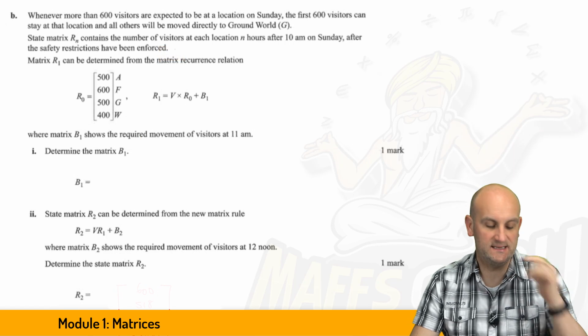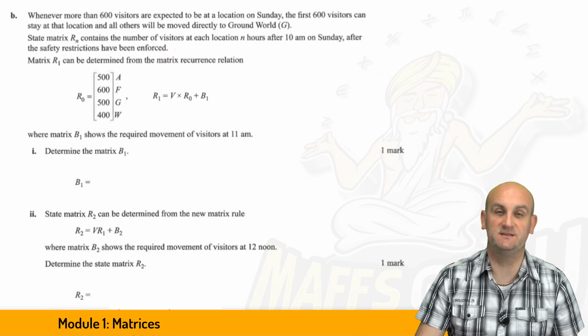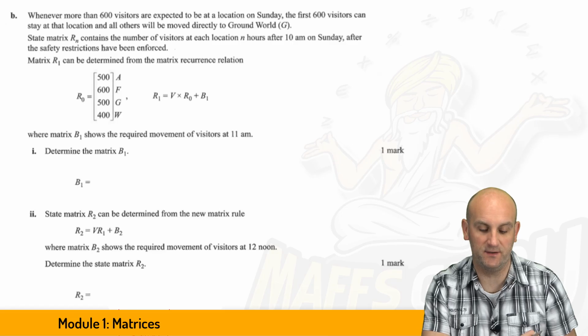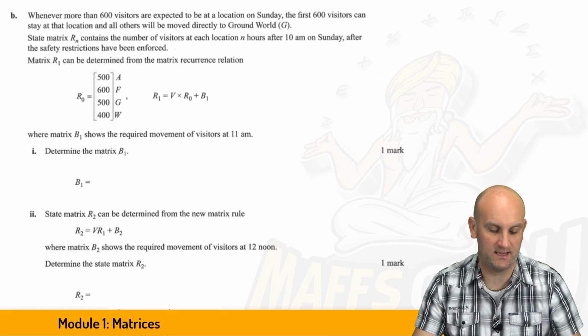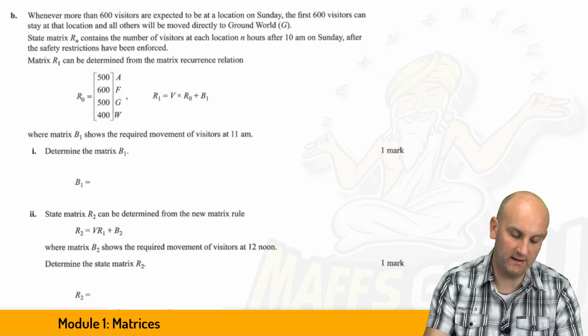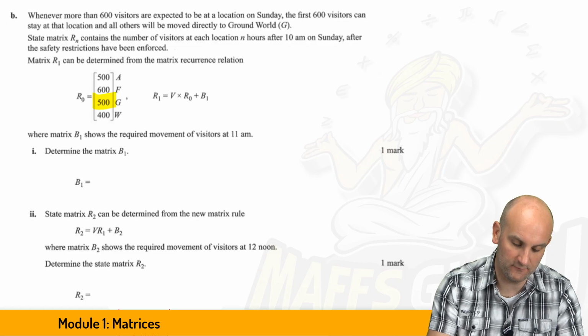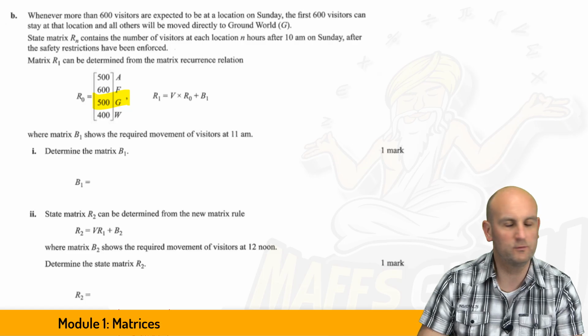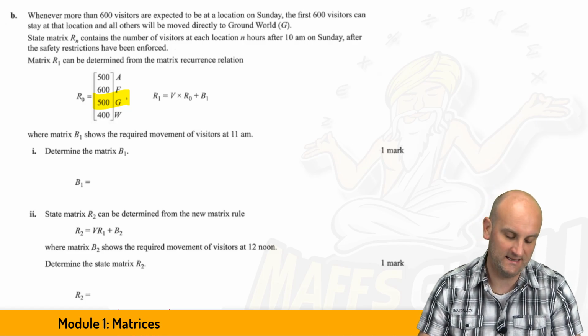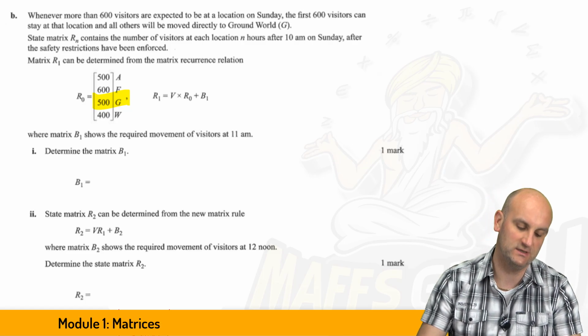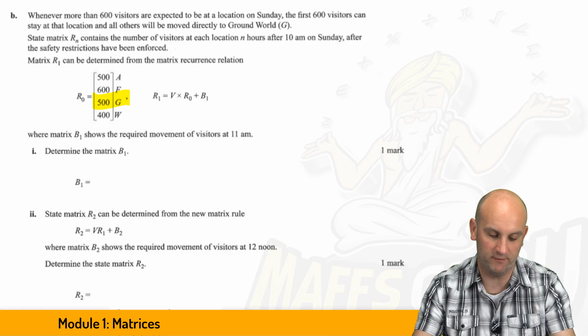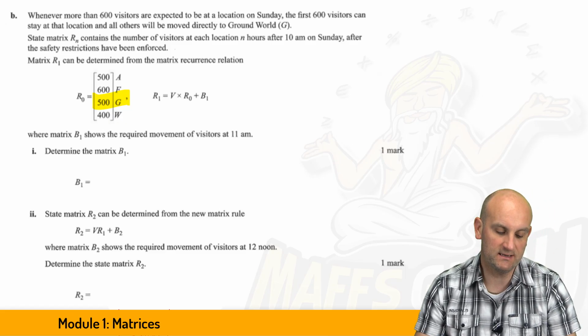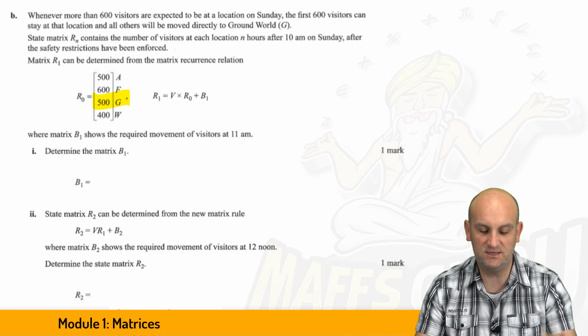So moving on to part B, it says whenever more than 600 visitors are expected to be at a location on Sunday, the first 600 visitors can stay at that location and all others will be moved directly to Ground World. Now when I did the first set of these solutions, I didn't realize Ground World was the 3rd item in that matrix, and unfortunately the answer was incorrect, but we've got it right this time. State matrix Rn contains the number of visitors at each of the locations n hours after 10 a.m. on Sunday.